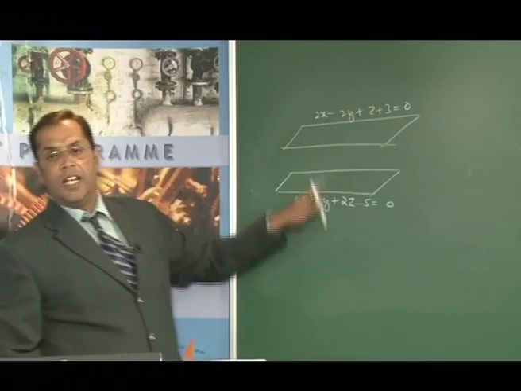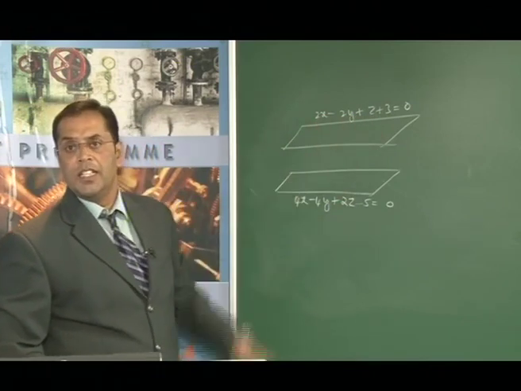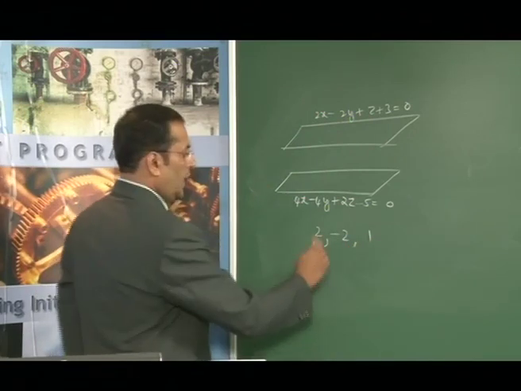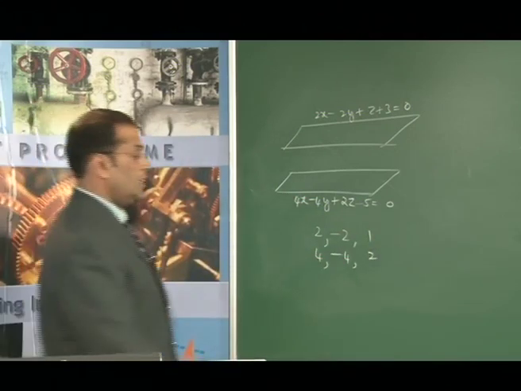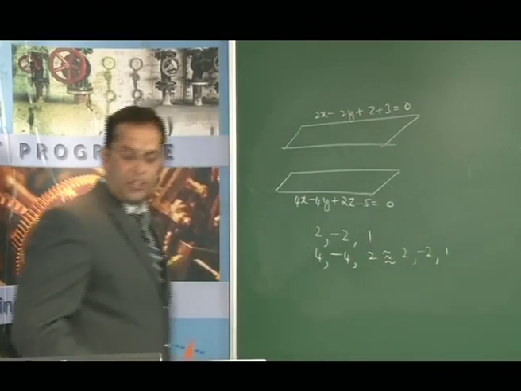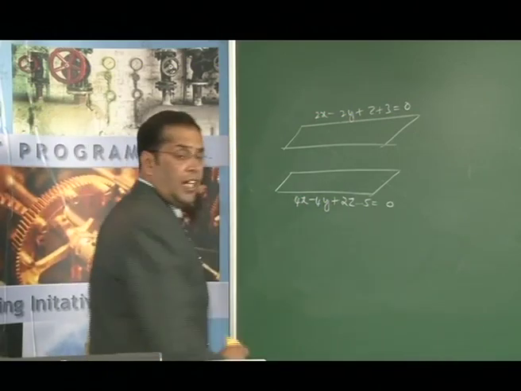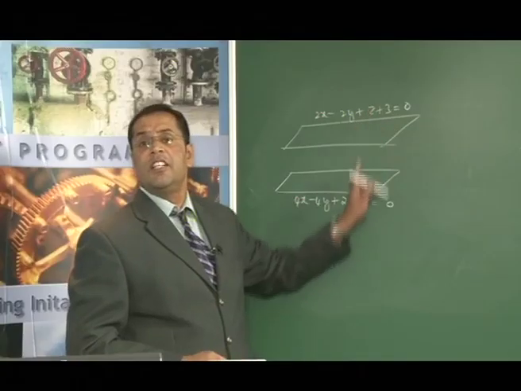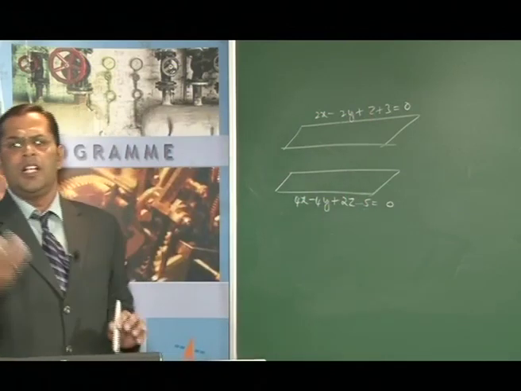Now, since the planes are parallel, the direction ratios of the normal to the two planes should be proportional. In the sense, the first plane has ratios 2, minus 2, 1. The second plane has ratios 4, minus 4, 2, which has a common divisor 2. By dividing by 2, you get the same ratios 2, minus 2, 1. As was explained in the last session, two parallel planes differ only by a constant. This constant will change. The ratios, of course, remain the same in both. Either they are the same or they are proportional ratios.